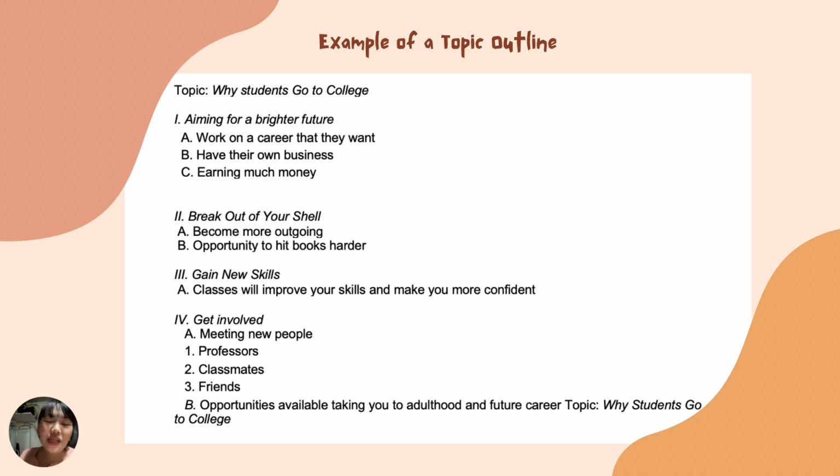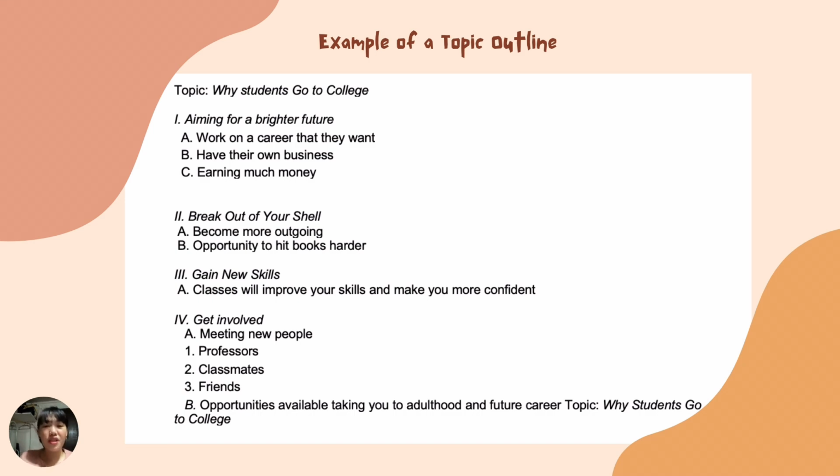Okay, so please note here in the letter B, opportunities available taking you to adulthood and future career. There is topic why students go to college. Please disregard this one. This is a typographical error. It must not be included here. Okay, thank you so much.